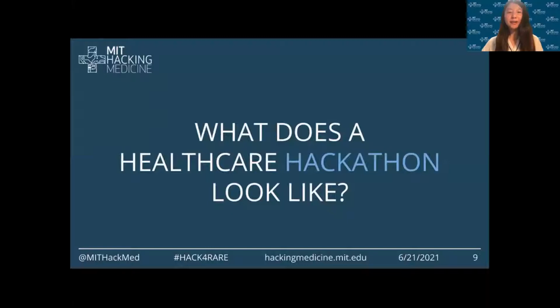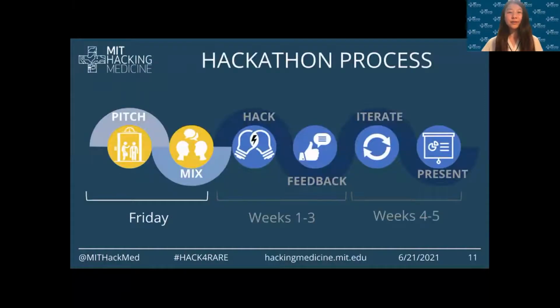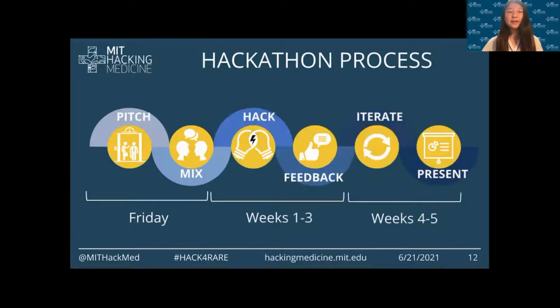Now that you have a bit of background on what we try to emphasize within our hackathons, I'll be giving you a preview of what our hackathons actually look like. As a quick overview, the hackathon process consists of about 6 steps broken down over these next 5 weeks. This coming Friday during Kickoff, you will be pitching your problems and then mixing with other participants. Then during weeks 1 through 3, you will be hacking and receiving feedback on your ideas. And finally, during weeks 4 through 5, you'll be iterating on your ideas and finally presenting them.